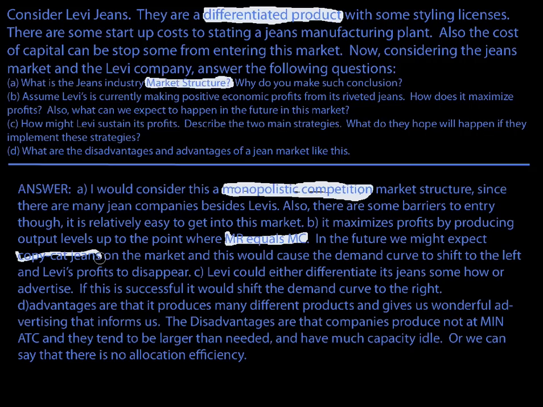I'm trying to get you to tell me what's going on in these markets and what is the classic example of what might happen. Well, what's going to happen is there's going to be a copycat of some kind. This shifts the demand curve to the left. If you don't say that, I'm not going to give you all the answer points because this is key to the process. Levi could either differentiate its jeans, another key part of that monopolistic competition market, or advertise. Those two things I'll expect to see.